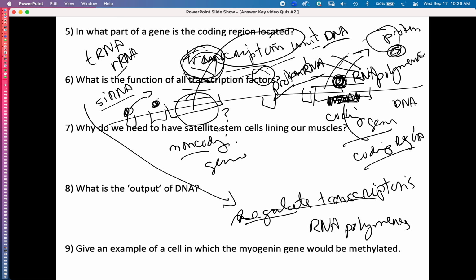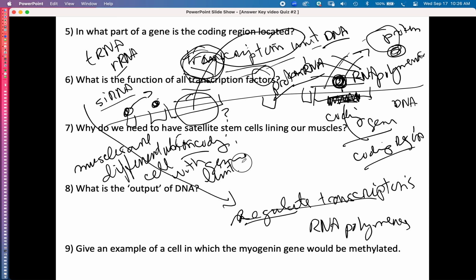Why do we need to have satellite stem cells? Lots of students get credit for this, but I always wanted to share the correct answer. The correct answer is because muscles are differentiated cells with limited growth potential. So we are in situations where we need more muscles. Healing, childhood growth, and working out are all things that lead to bigger muscles. So that's the best answer.